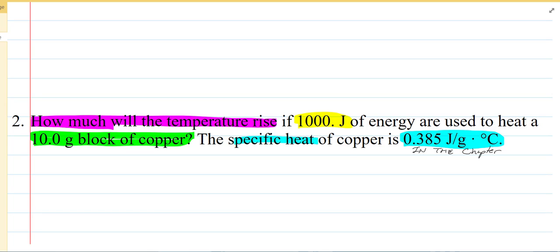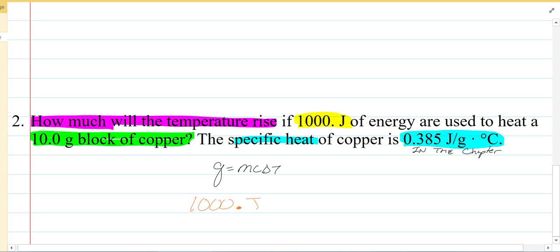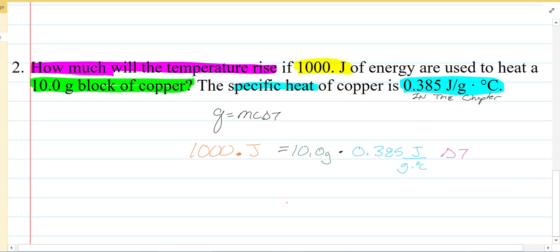So back to Q equals mc delta T here. We have 1,000 joules, and that decimal point means that there's 4 sig figs there. Equals my 10 grams, so I have 3 sig figs in this, 10.0 grams of copper, multiplied by my specific heat of 0.385 joules per gram degrees Celsius, multiplied by delta T. So delta T would be equal to 259.74, so 260 degrees Celsius.